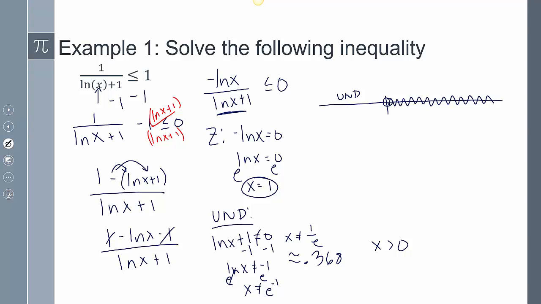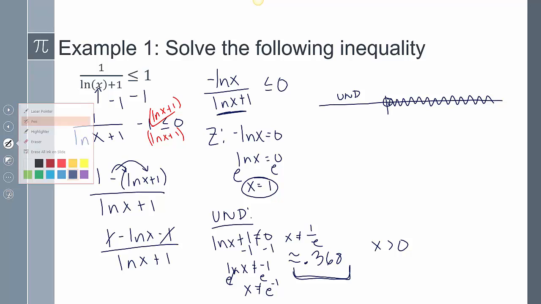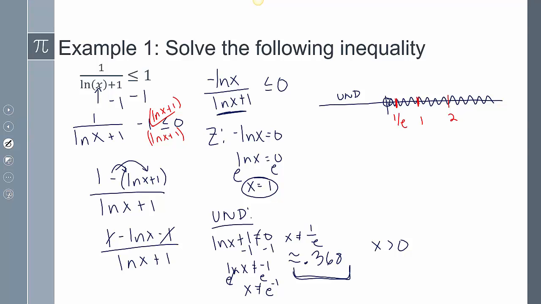Then we said that x cannot be 1 over e. So if I say that this is going to be 1 and 2, this value right here, this is going to be 1 over e, and that has an open circle to it because we said it's undefined, right? Undefined means it can't be that value. And then we have a closed circle here because we said x equals 1, and because there's an equal to, I can have my closed circle there.